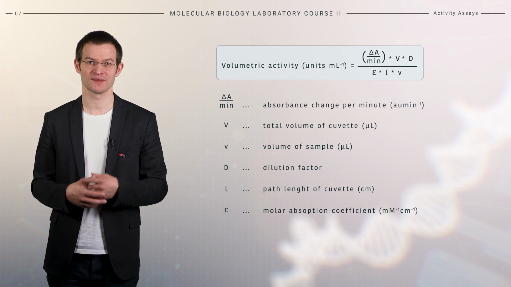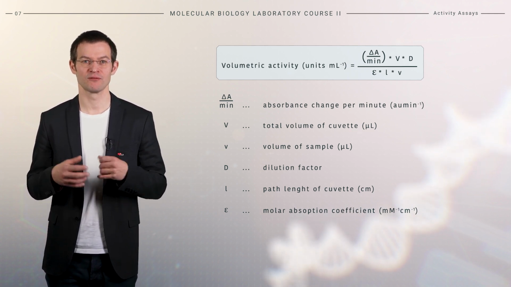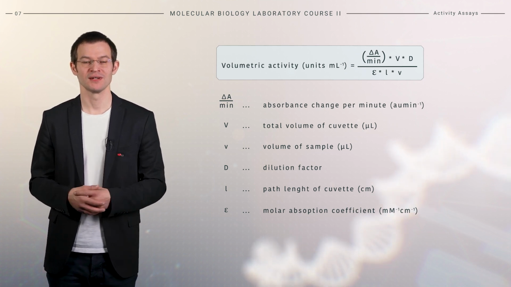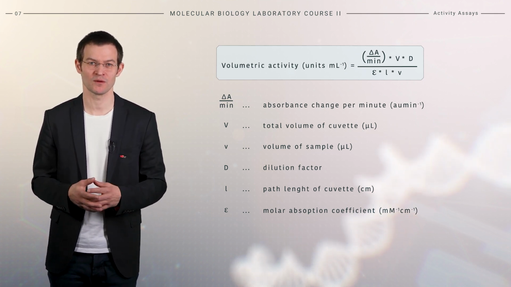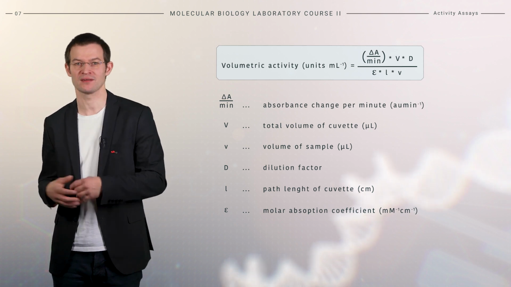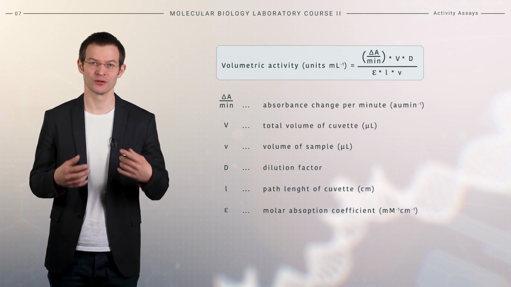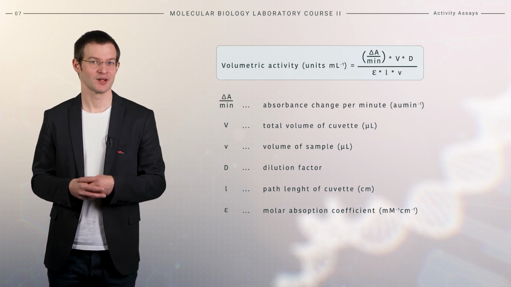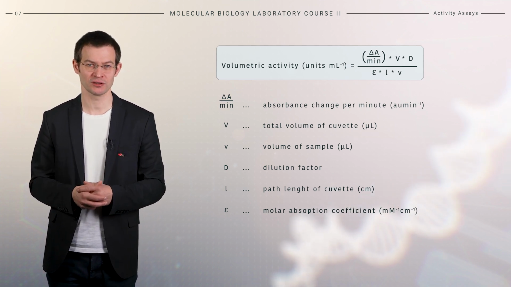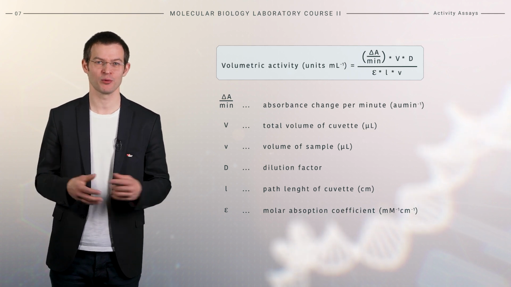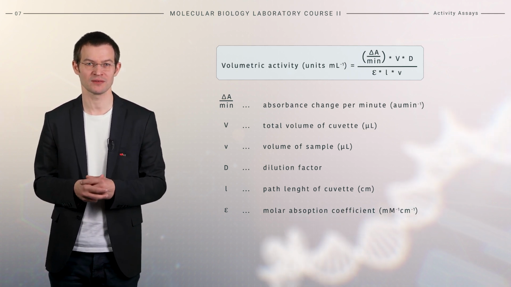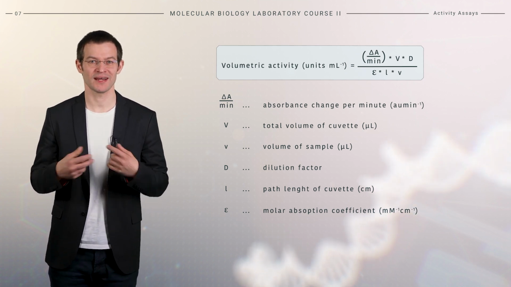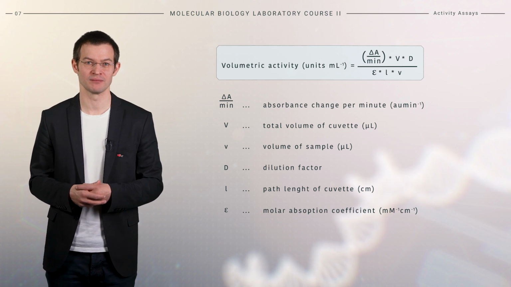This equation includes the sample volume V, which is the volume of enzyme solution added to the assay. Very often, the enzyme solution has to be diluted because it is too concentrated or too active. In this case, the dilution factor D also needs to be considered. Last, we have to add the molar absorption coefficient, which, for example, is 18.3 per millimolar per centimeter for p-nitrophenol. Knowing this data, we can calculate the volumetric enzyme activity.